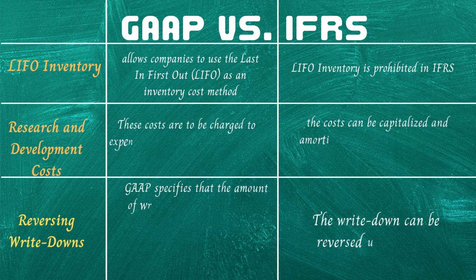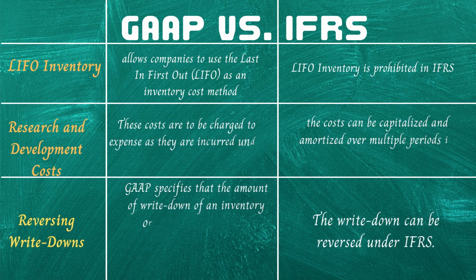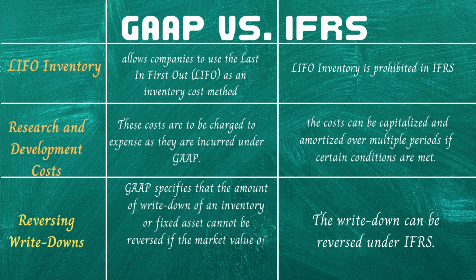Now, there are some differences that still exist between both accounting rules of GAAP and IFRS. And this includes the LIFO inventory, the research and development cost, and reversing write-downs. So in LIFO inventory, while GAAP allows companies to use the last in, first out, or the LIFO, in short, as an inventory cost method, it is prohibited under IFRS.